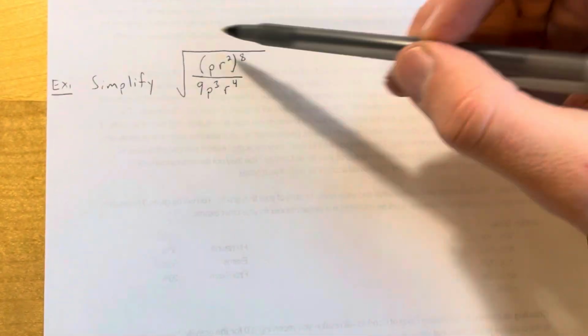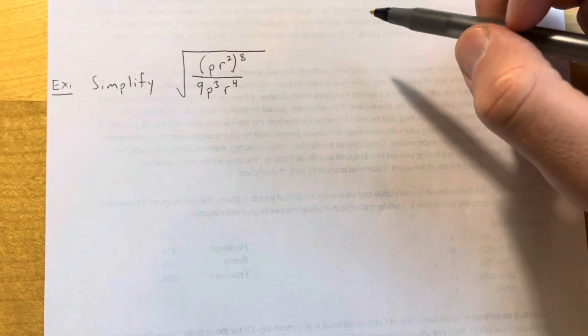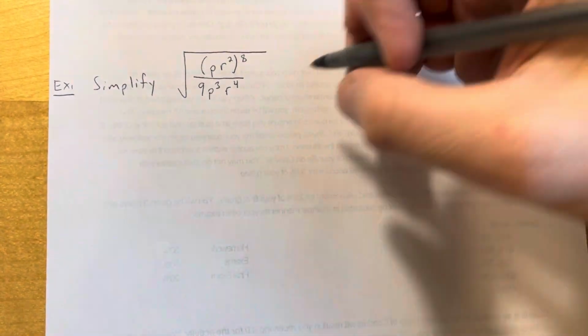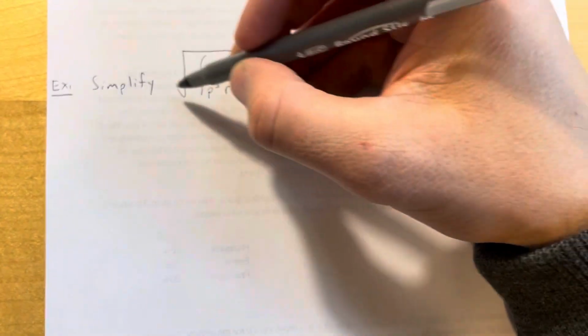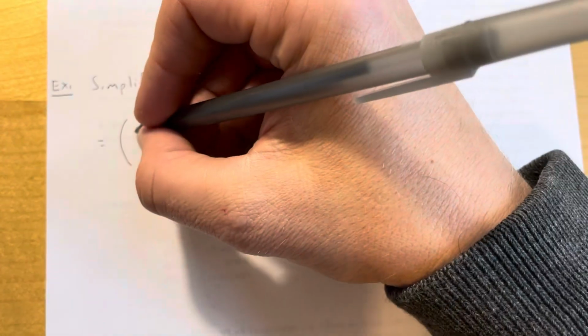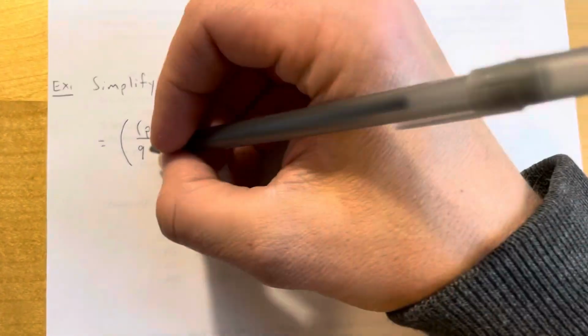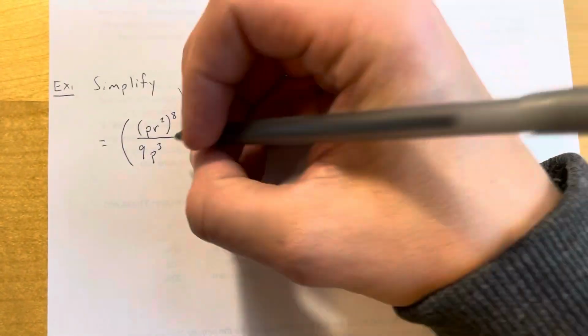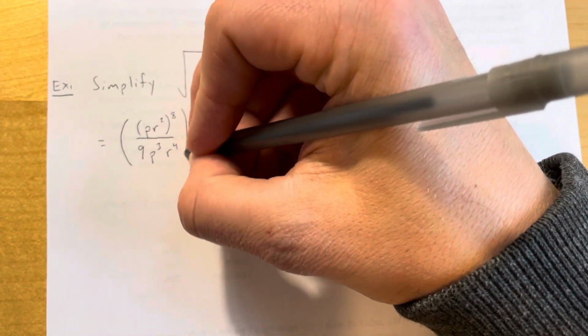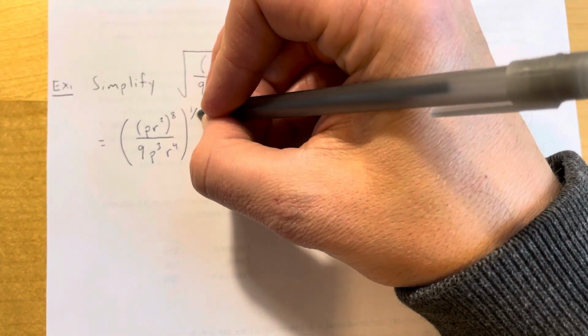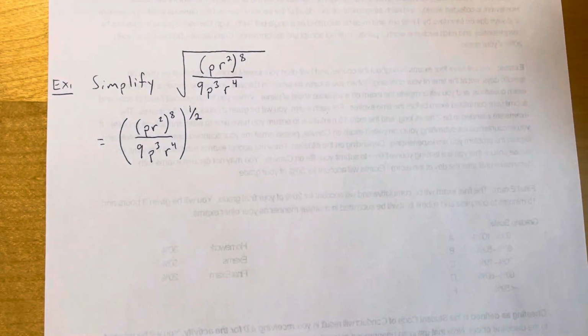I want to simplify this guy right here. And we're going to use the same approach as before. I'm going to look for any radicals. There's only one this time. It's a big square root. But I'm going to rewrite it using a rational exponent. So I have p r squared. And that whole thing is being raised to the 8th power. Down here I have 9 p cubed r to the 4th. And instead of writing a square root, I'm going to write it as a 1/2 power.